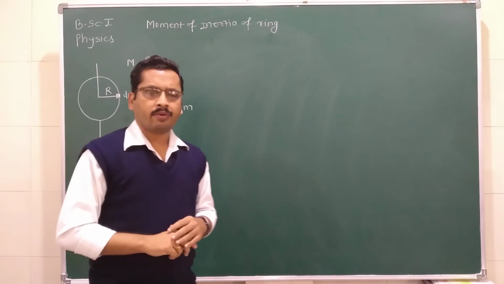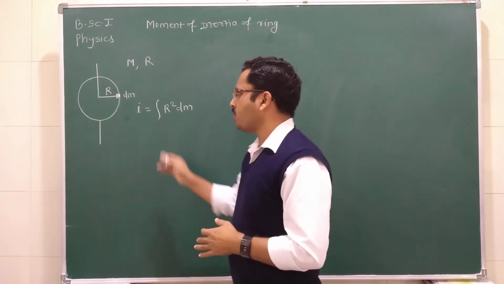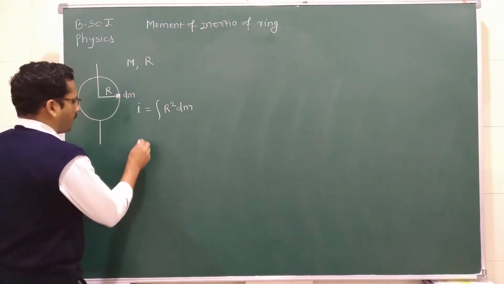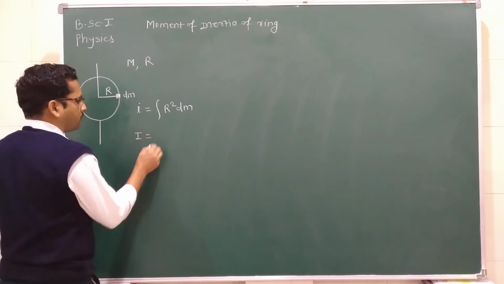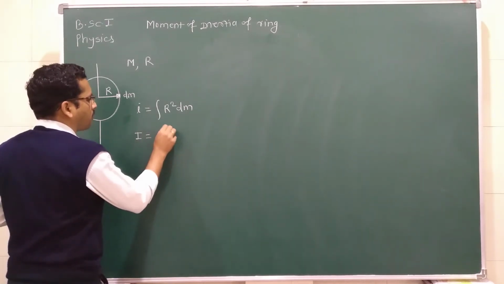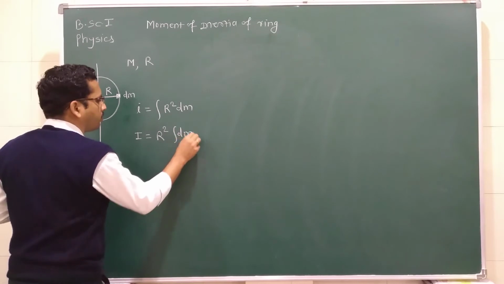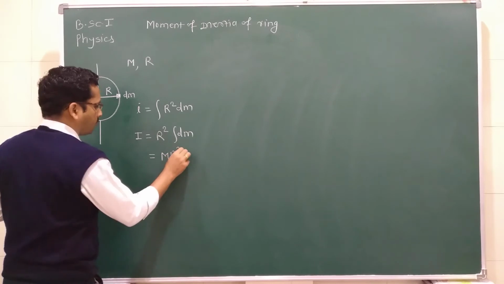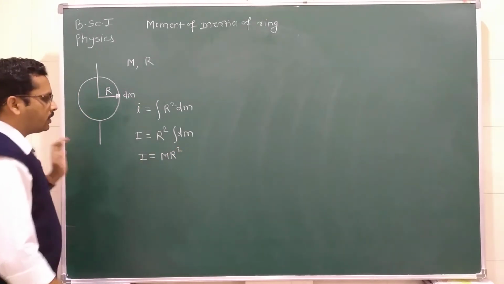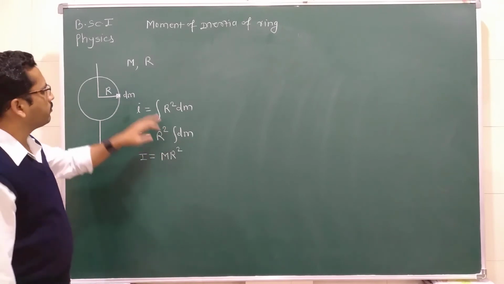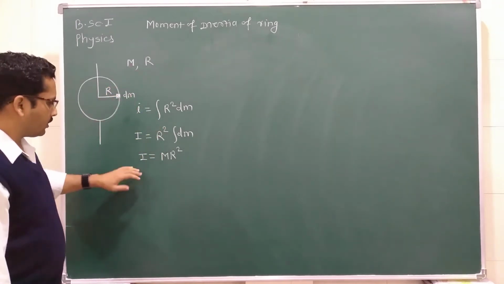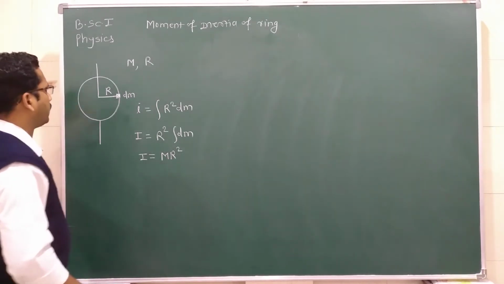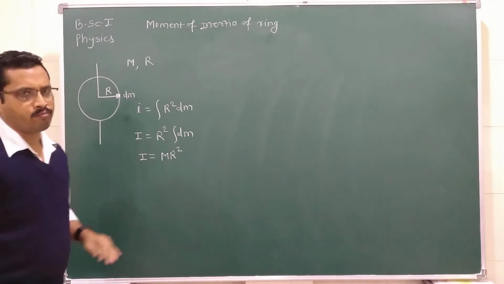Now, if we find the moment of inertia of the whole ring about the same axis, then we can write the moment of inertia I is equal to r square, which is a constant, times the integration of dm, which is equal to M into r square. What is the integration of dm? Integration of dm is nothing but the total mass of the ring. So we can say I is equal to MR square. This is the moment of inertia about the center of mass, perpendicular to the plane.